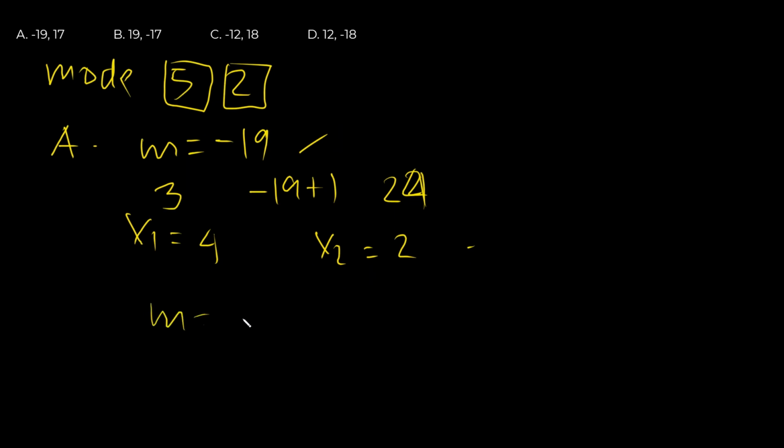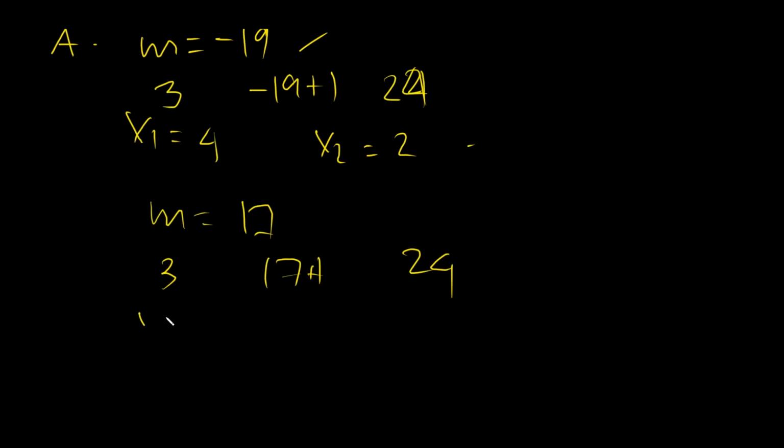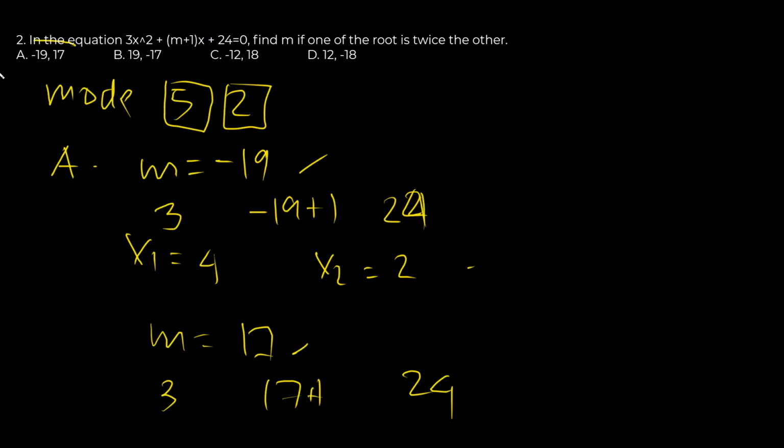And let's say m is equal to 17. So, what you also type in the calculator is 3, 17 plus 1, 24. The value of x is x1 equal to negative 2, then x2 equal to negative 4. So, therefore, 17 is also correct. So, the answer is A.